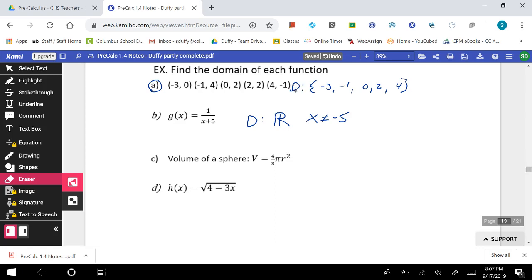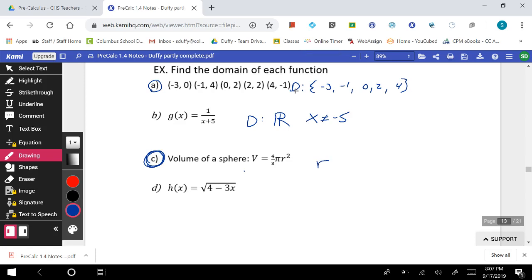The domain for the volume of a sphere. This is where we have to think geometry here. Now we have the volume is equal to 4/3 times pi times the radius squared. Now if we're thinking geometrically, are we ever going to have a negative radius? No, we aren't. Radius is always going to be just the distance, positive. To have a sphere, we have to have a radius, because if we have a radius of 0, we don't even have a sphere. Nothing exists. So we know that the radius has to be greater than 0. That's it.